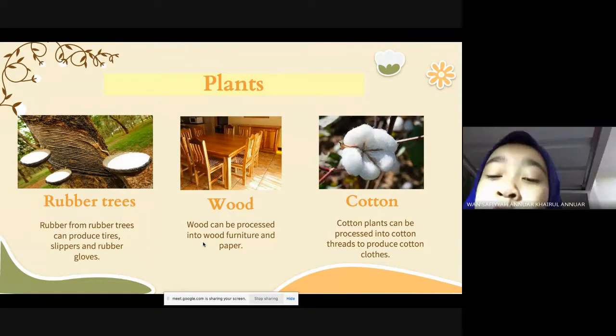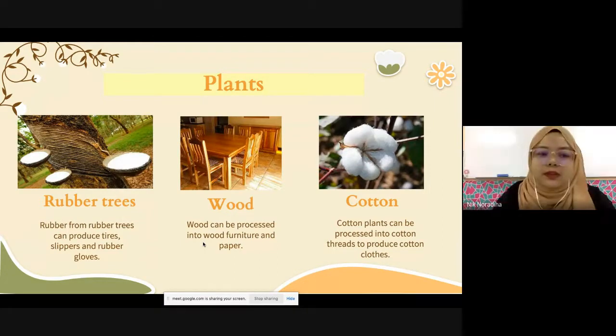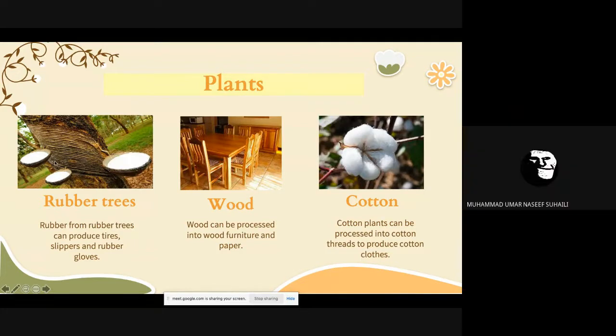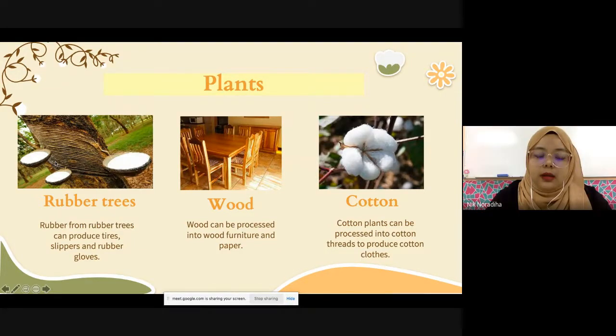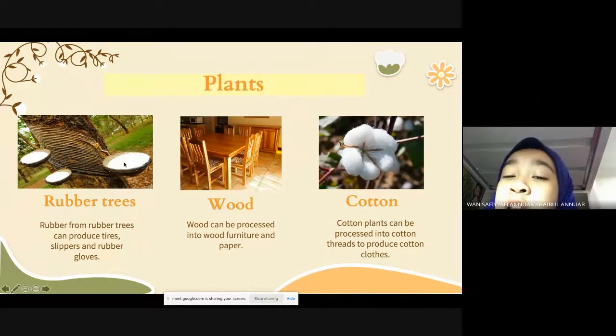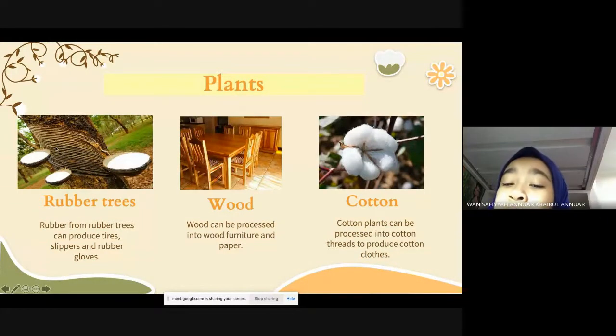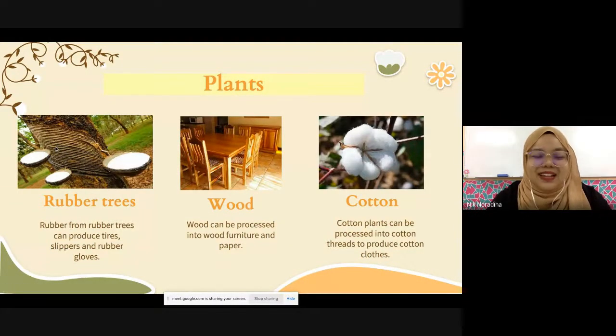Teacher, what are rubber trees? What are rubber trees? This one is a rubber tree. So, people will take the rubber. This rubber tree produces a white liquid, and the white one is the rubber. It's like rubber milk. Like tires, correct. And rubber bands. Yes, correct.